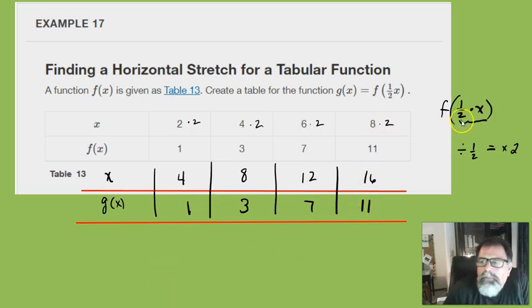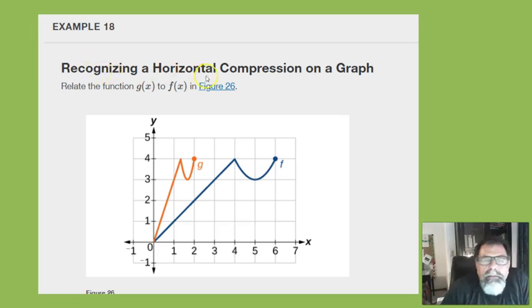Okay, so this 1/2 is acting on the x. You do this first, and it has the opposite effect. So if it's divide by 2 or times by 1/2, we do the opposite. So from times we do divide. Dividing by 1/2, same thing as multiplying by 2. Example 18, recognizing horizontal compression on a graph. Relate the function g of x, so that's the red one, to f of x, which is the blue one.